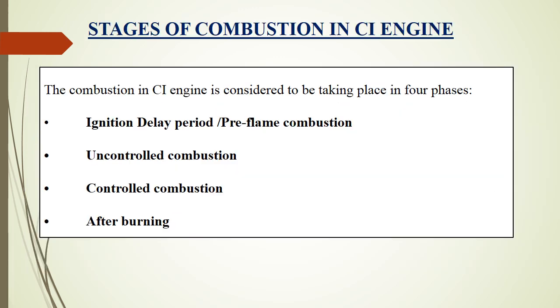So the stages of combustion in CI engine, or the P theta diagram, the pressure crank angle diagram, that we have to study. The combustion in CI engine takes place in 4 phases or 4 stages: ignition delay period or pre-flame combustion, uncontrolled combustion, controlled combustion, and after burning. In SI engine there are ignition delay period, flame propagation, and after burning. But in this case there are 4 phases: ignition delay or pre-flame combustion, uncontrolled combustion, controlled combustion, and after burning.